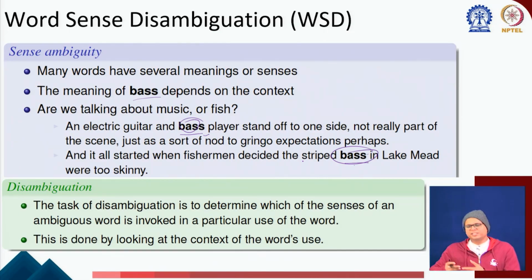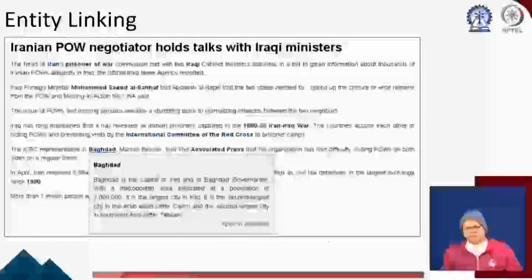But what is the general method by which, given a word, you can find out the correct sense of that? So the task is: which of the senses of an ambiguous word is invoked in a particular use of the word, and by looking at the word's context, I can find that out.